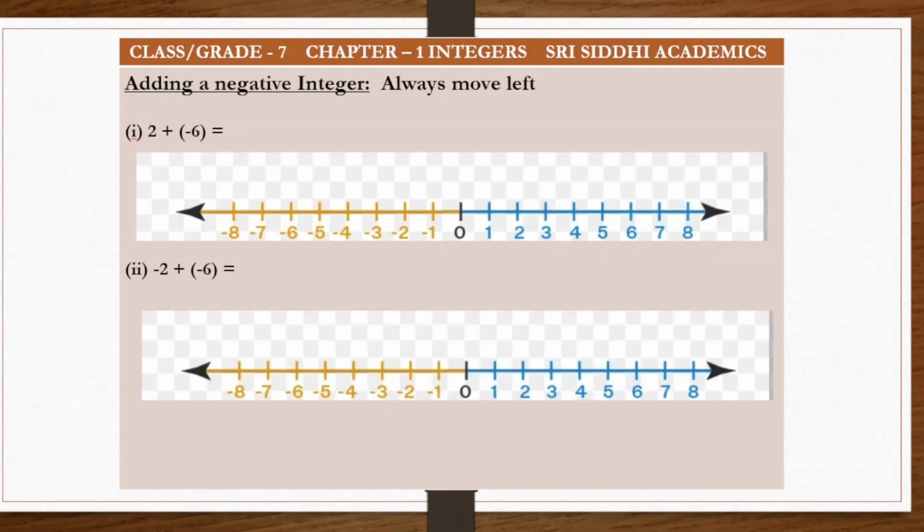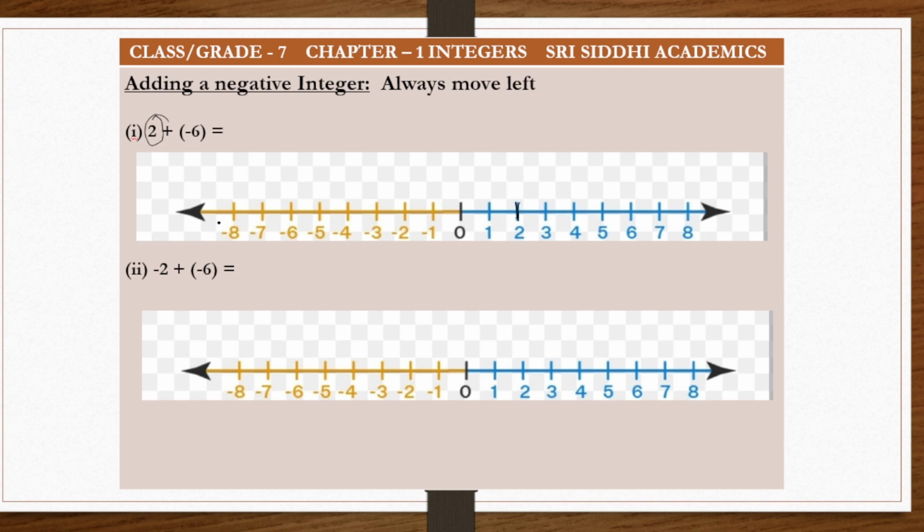Now let's understand how to add a negative integer using number line. First question says 2 plus minus 6. Now where is this initial position for us? The initial position is determined as always by the first number. So we know 2. We have to begin from 2.